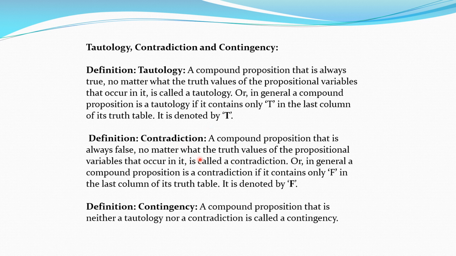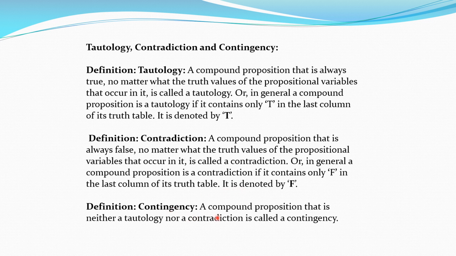Now, what is contradiction? A compound proposition that is always false, no matter what the truth values of the propositional variables that occur in it, is called a contradiction. Or in general, a compound proposition is a contradiction if it contains only F in the last column of its truth table. It is denoted by bold capital F.